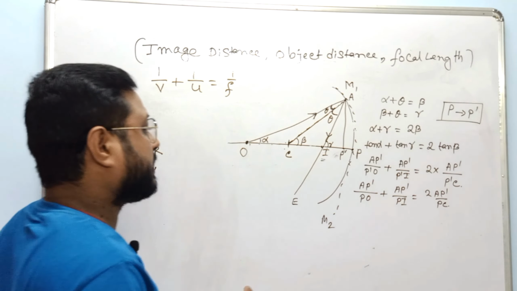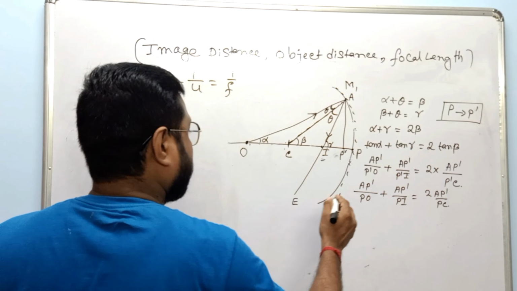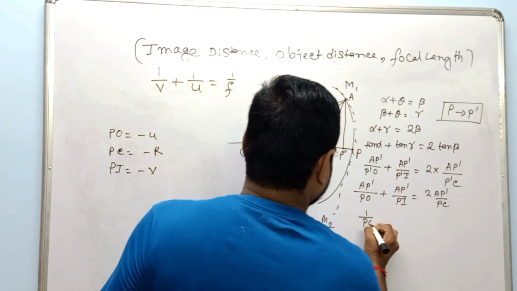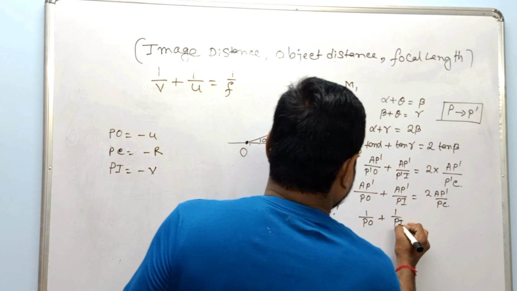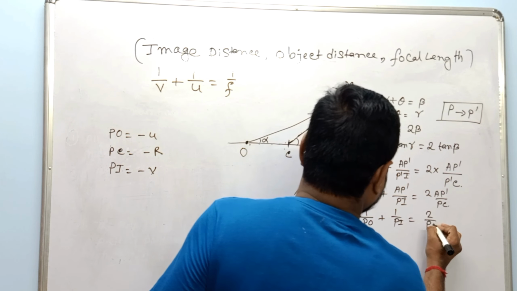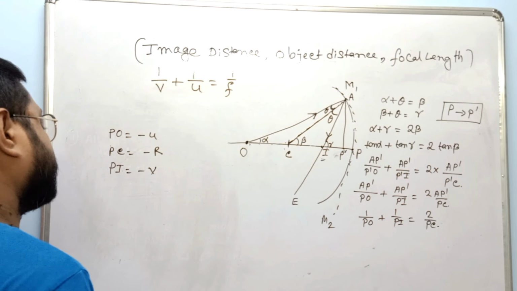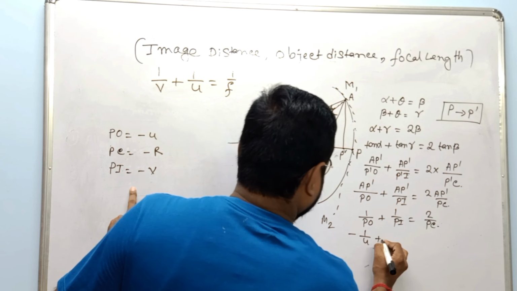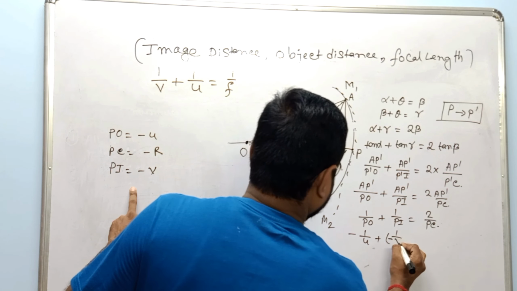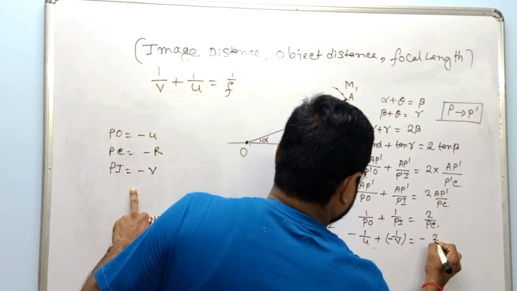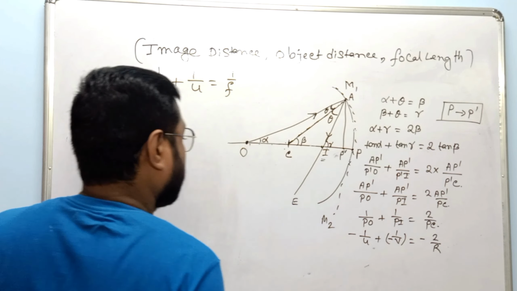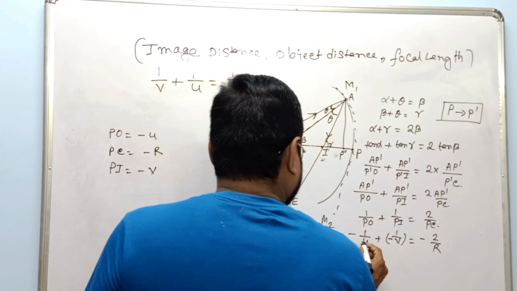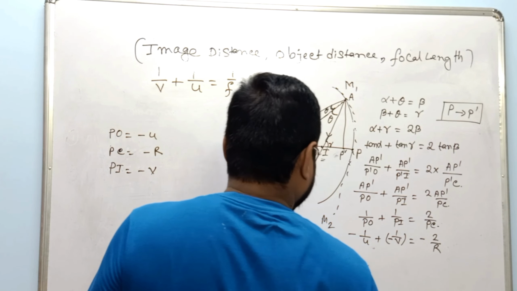So AP dash by PO, AP dash by PI. So AP dash is cancelled. So 1 by PO plus 1 by PI must be equal to 2 by PC. Put the sign convention: minus 1 by U plus minus 1 by V equal to minus 2 by R.